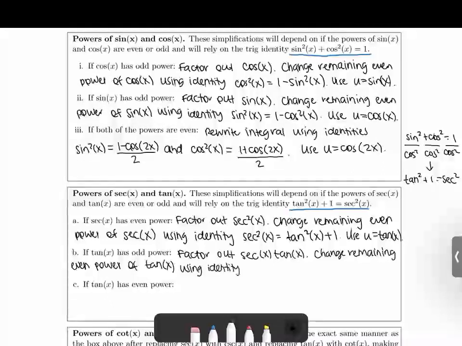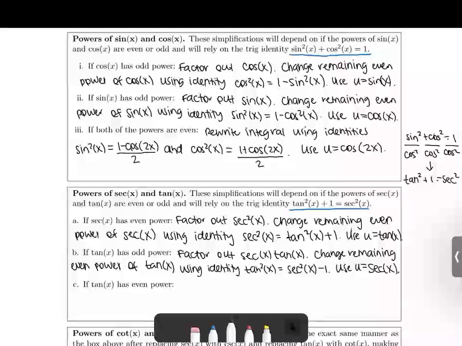But this time we're going to solve for tangent by subtracting 1 from both sides. So tangent squared equals secant squared minus 1. And now we have factored out a secant tangent, which was the derivative of secant. So we're going to factor out the derivative of secant and then rewrite our integral using the substitution u equals secant of x.